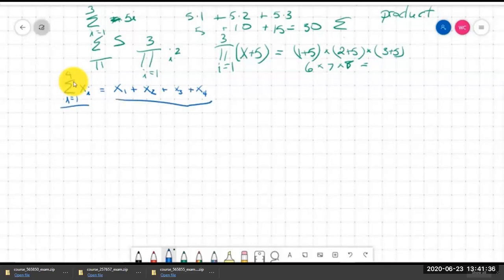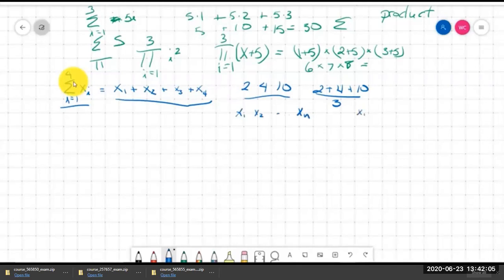Now, let's go back to what we said was the mean. If we have these numbers 2, 4, and 10, and we want the mean of these three numbers, we take 2 plus 4 plus 10, and then we divide by 3. In general, if you have x1, x2, up to xn, and you want the mean, you do x1 plus all the way up to xn and divide by n.